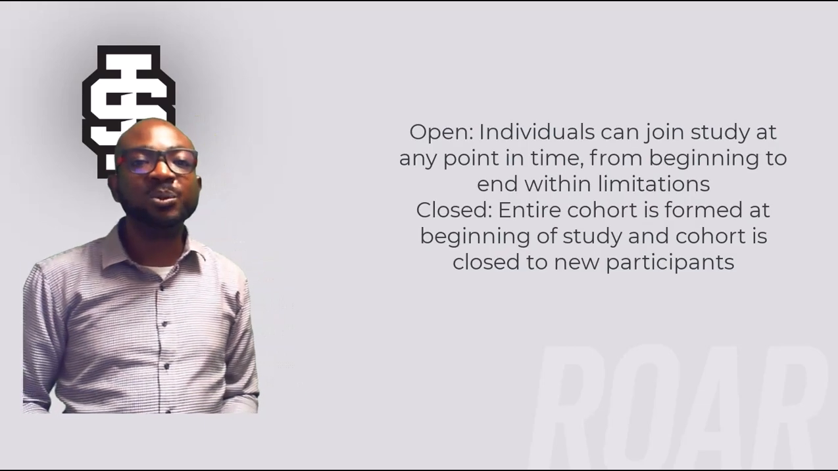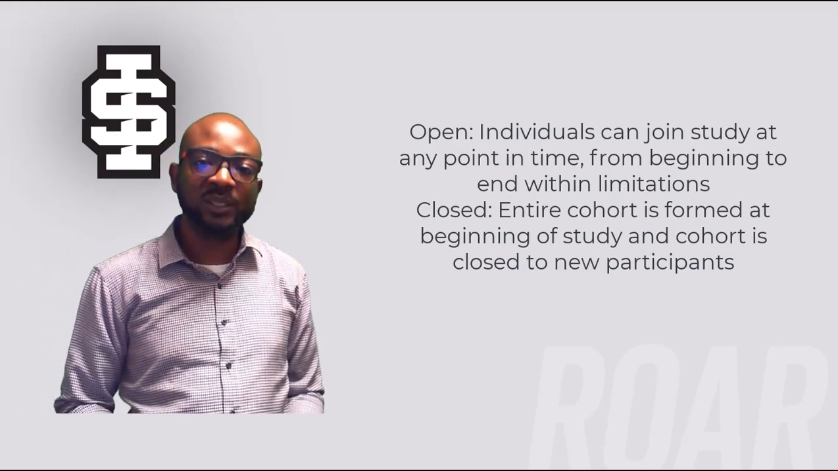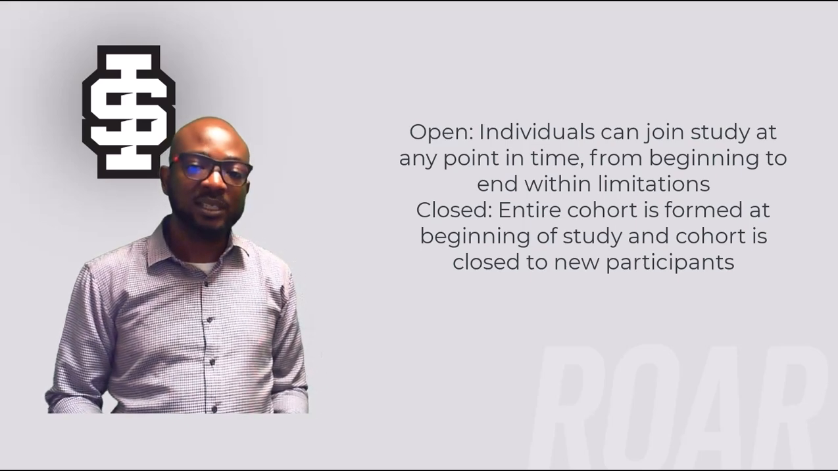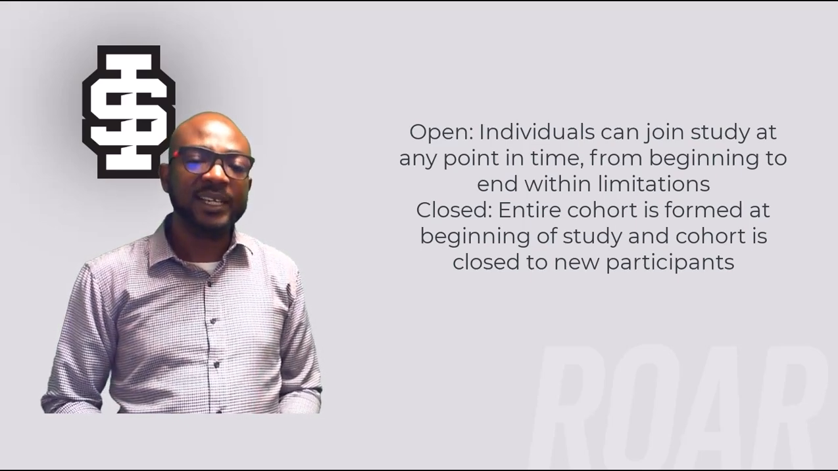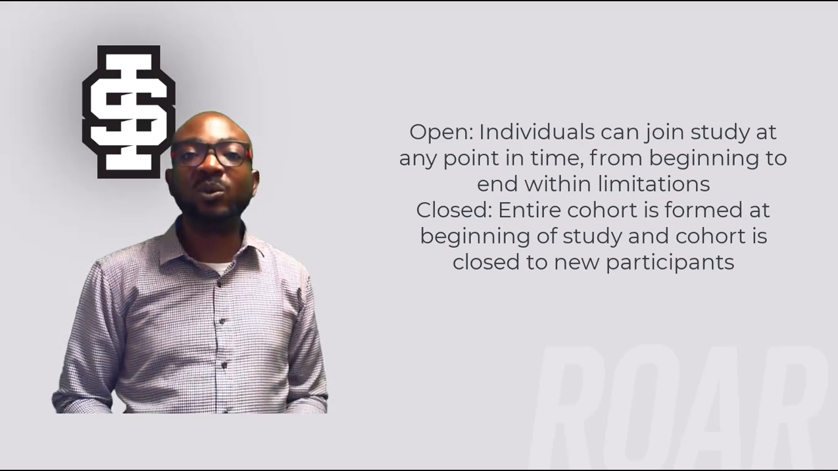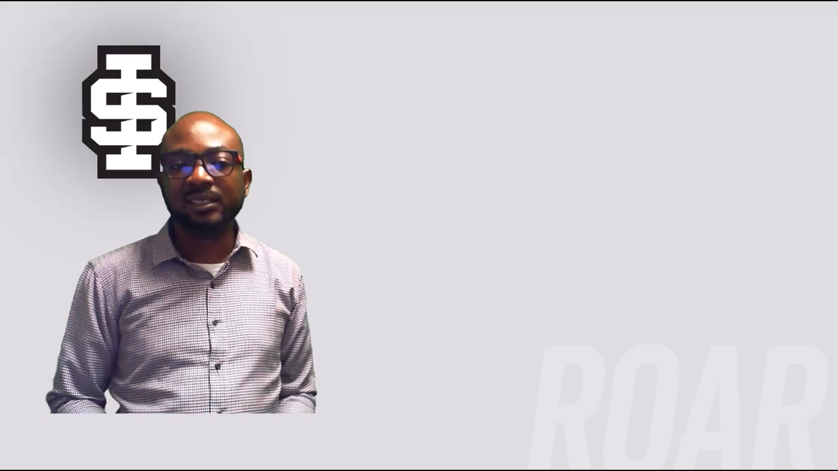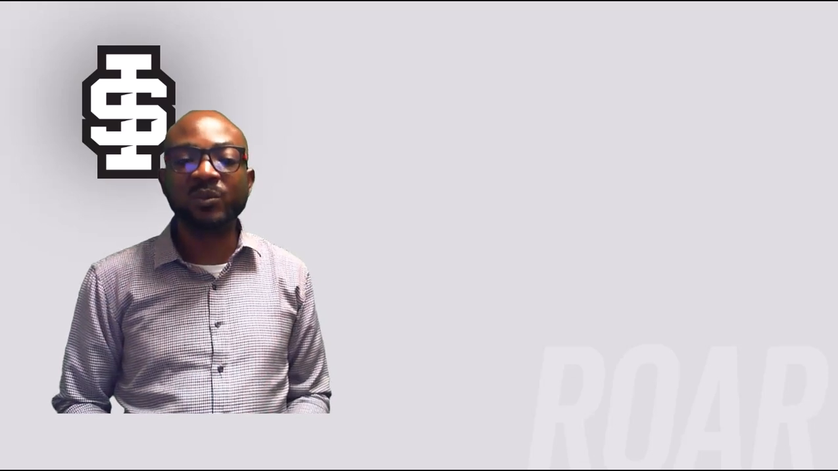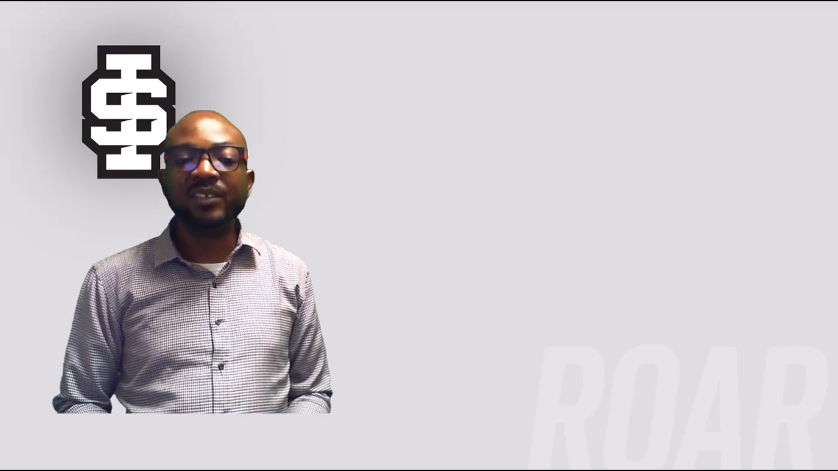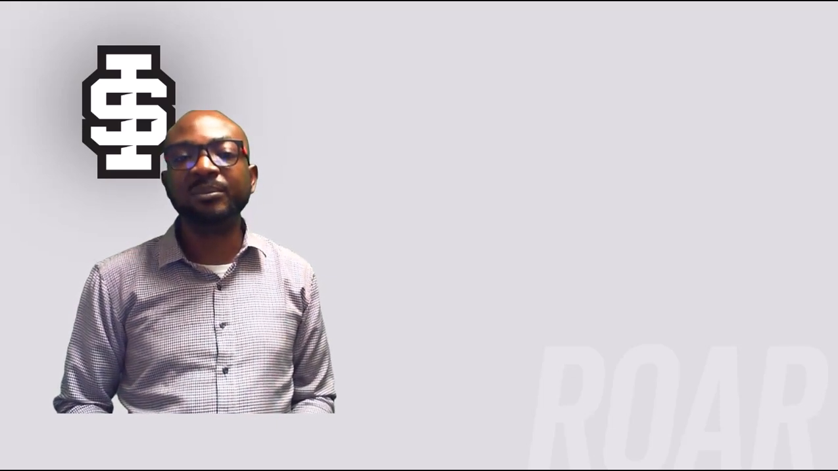Cohort study populations can be open or closed. In an open cohort, individuals are allowed to join the study at any point in time, from the beginning to the end, within limitations. In a closed cohort, the entire cohort is formed at the beginning of the study, and the cohort is closed to new participants. An open study population collects person time. An open study population is also less prone to problems with sample size because study subjects can contribute person time even if they are in a study only for a short time.